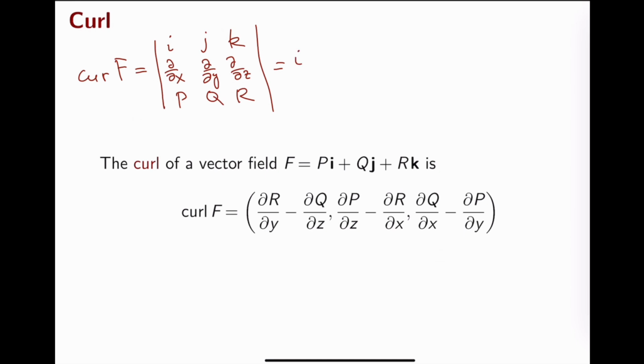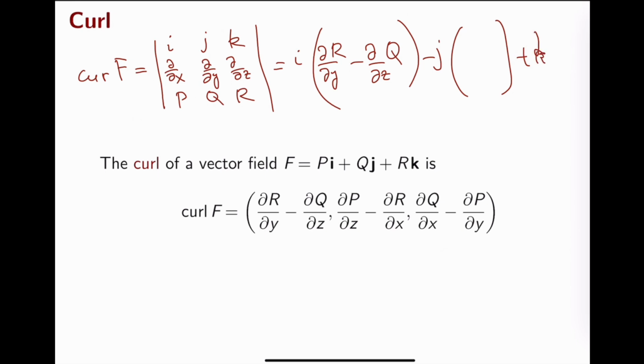So this will be i times, when we eliminate the row and column of i, we get just this determinant here. So let's calculate this determinant. This determinant will be this minus this. So this is the derivative with respect to y of R, right? That will be this product, minus this, which is minus the derivative with respect to z of Q. That's the first component. You see that that's what we have here. And so on. So you continue calculating this cross product, and you will get then the three components of the curl.